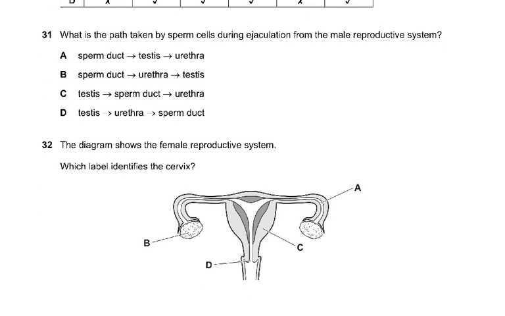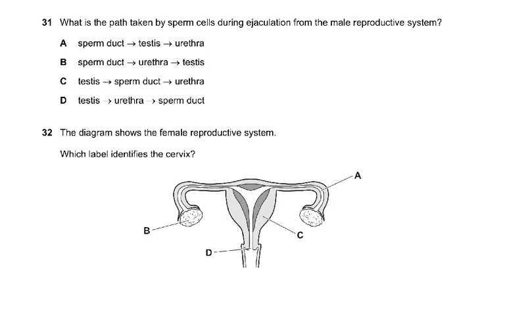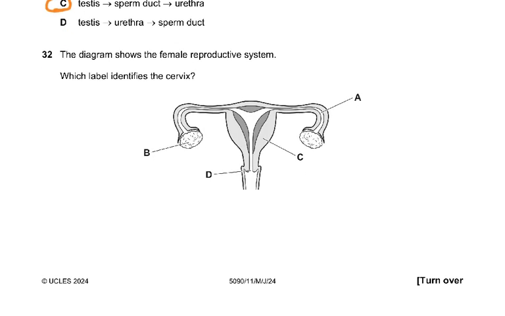What is the path taken by the sperm cell during ejaculation of the male reproductive system? It was very basic. It was testes, sperm duct, and then the urethra. 32. The diagram shows the female reproductive system. Which label describes the cervix? Cervix is the opening of the uterus into the vagina, so it would be very easy. This would be D. This is the cervix, which is the opening of the uterus, and there is a muscle here which keeps it closed when the fetus is developing.